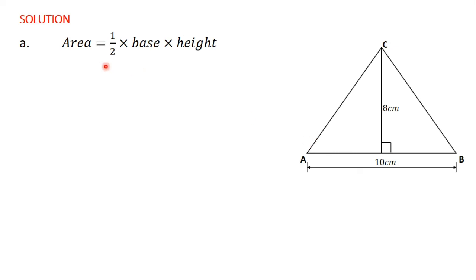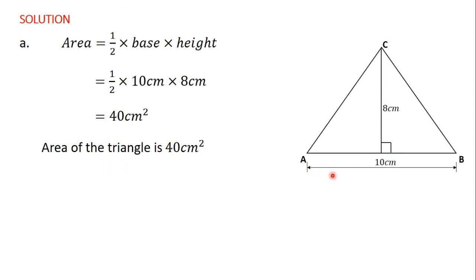We've learned that the formula for finding the area of a triangle is half times base times height. Now, what is the length of the base of this triangle? It is 10 centimeters. The height is 8 centimeters. So we just substitute these values into the formula. So we have half times the base, which is 10 centimeters, times the height, which is 8 centimeters. And this is going to give us 40 centimeters squared. So the area of this triangle is 40 centimeters squared.